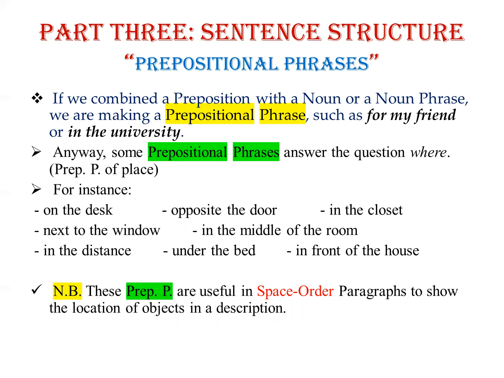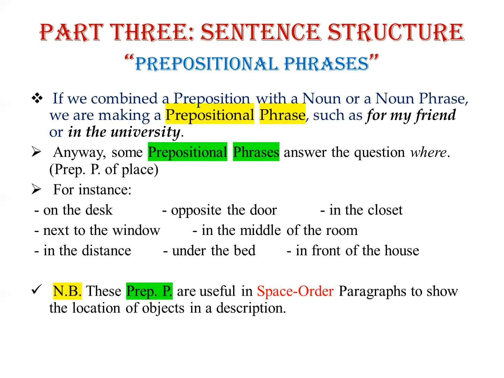Anyhow, some prepositional phrases answer the question where. So right now we will be telling the types of the prepositional phrases. We have, I think, 4 types of prepositional phrases. One type answers the question where. These we call the prepositional phrases of place.